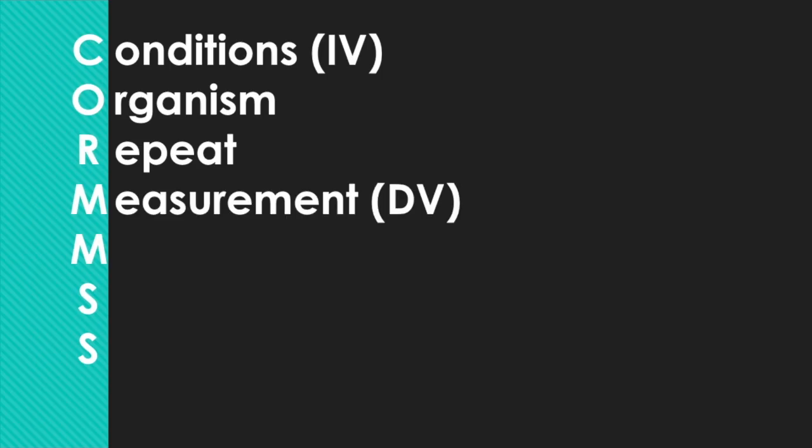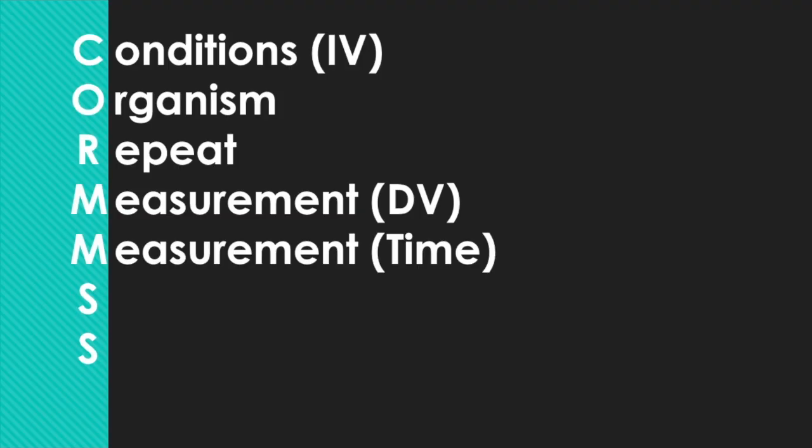Both of the M's stand for the same word. They stand for measurement. So the first one is the measurement of the dependent variable. So what exactly are you going to be measuring in your experiment? Again, we'll look at some examples of this in a second to make that a bit clearer. And then the second M is for the measurement of time. So how long are you going to take your measurements for? Is it going to be 10 minutes, 10 years, 10 days? What's it going to be?